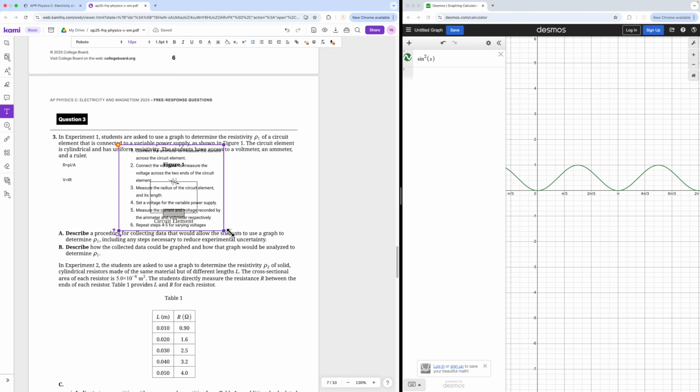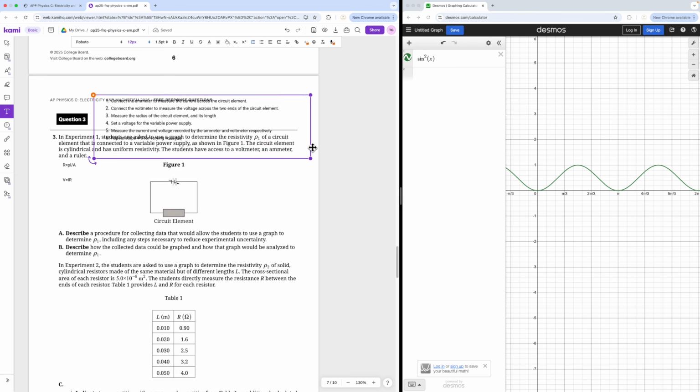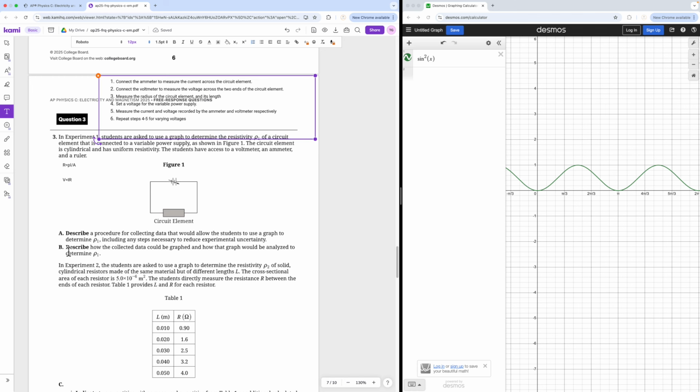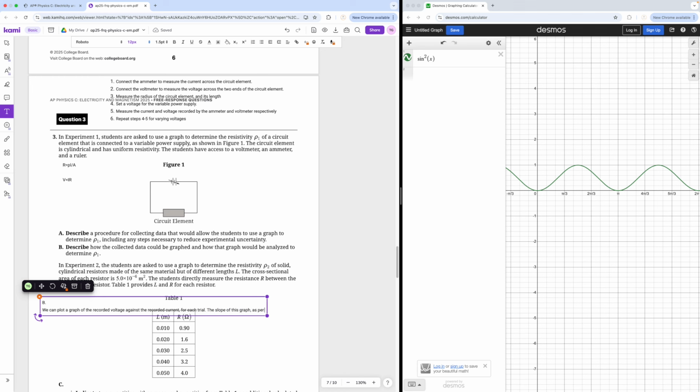Now that we have all of our steps, we're going to be doing part B, to determine how the collected data could be graphed and how the graph would be analyzed to determine the resistivity. So let's write that over here, B. We can plot a graph of the recorded voltage against the recorded current for each trial. The slope of this graph, as per V equals IR, is going to be the resistance of this circuit element. It's just going to be the resistance measured.